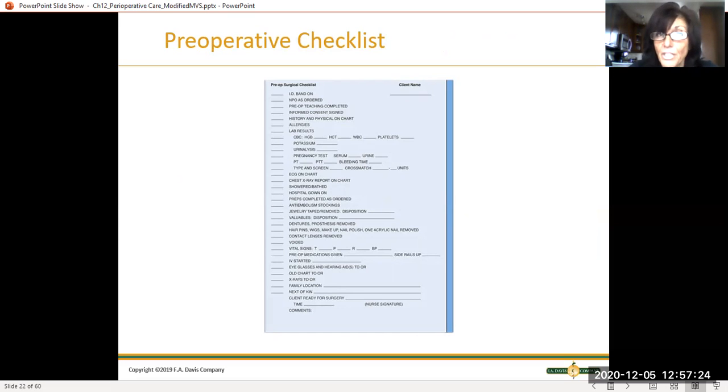Did they get the pre-op teaching? Is informed consent signed? History and physical attached? Do they have any allergies? Are there lab results here? Pregnancy, bleeding times, and all that good stuff. EKG, chest x-ray, right? If they needed one.